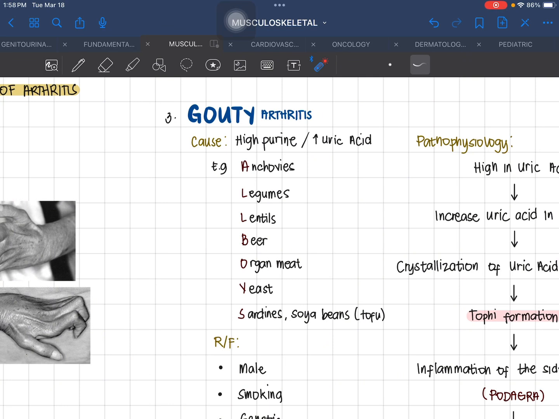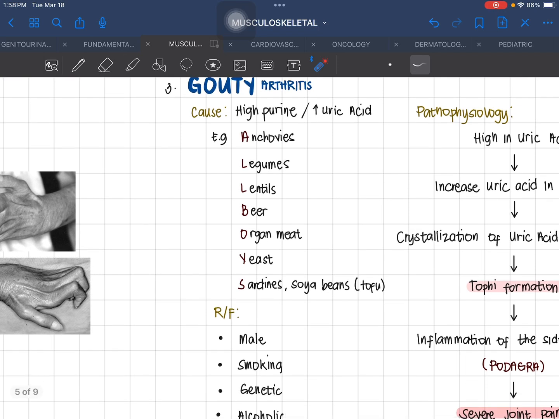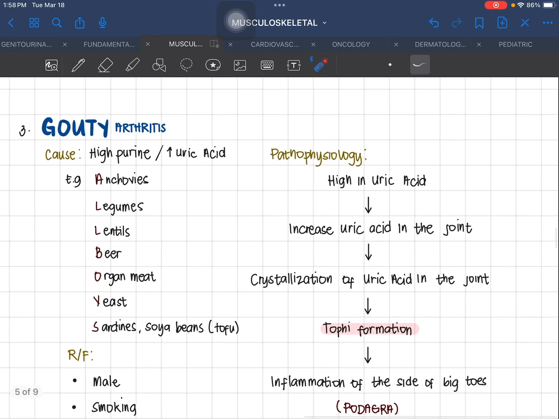So, ang risk factors ng gouty arthritis, of course, kapag ikaw ay manginginom ng beer, alcoholic, smoker, genetic din ito, and also, kapag ikaw ay lalaki. So, common ito sa mga lalaki, common sa male.